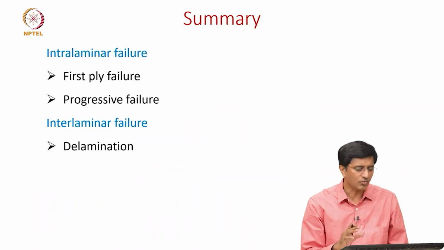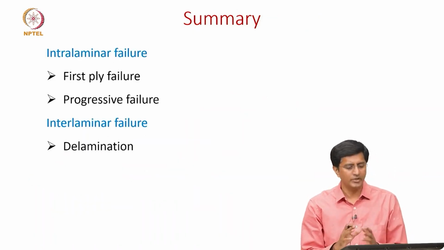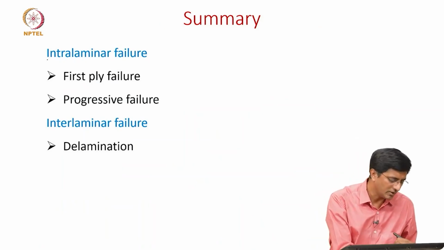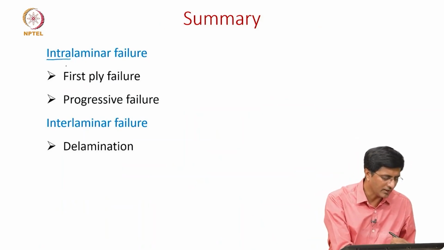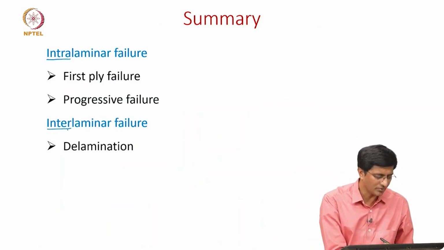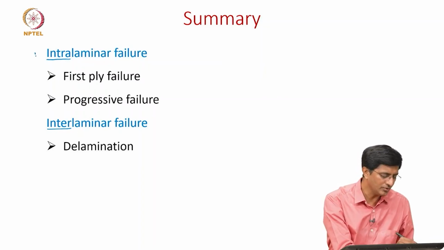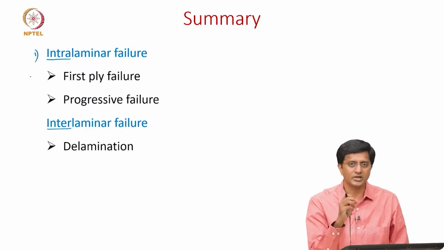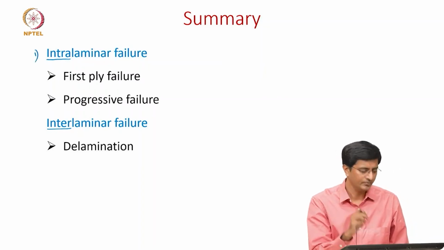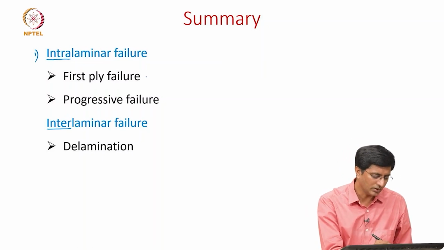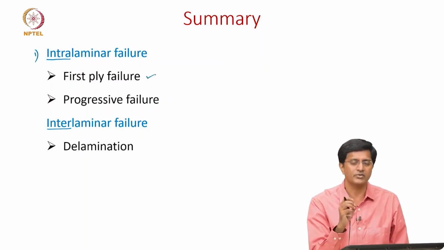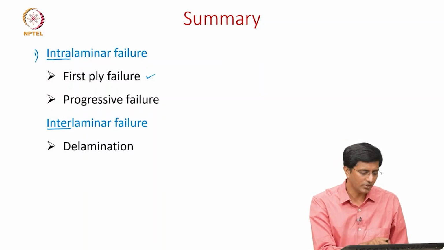So let's summarize what we have discussed in this video. We first started by differentiating what are intralaminar failures and interlaminar failures. Intralaminar failures, we said, are the failures occurring within the lamina. So in that aspect, we discussed how we can find what is the first ply failure, meaning the ply which will fail first. How to identify that we have seen with a 7-step procedure.